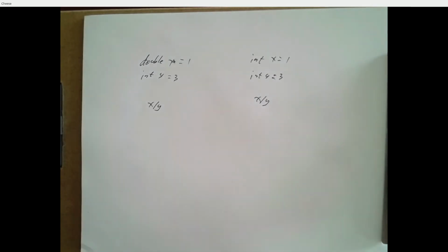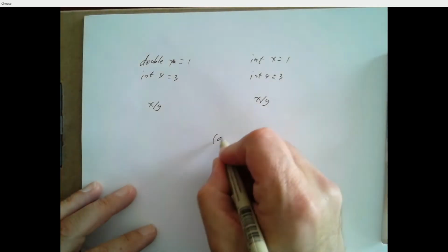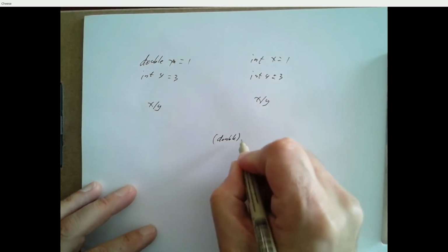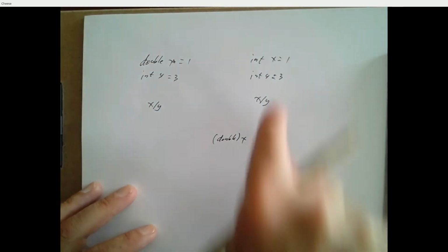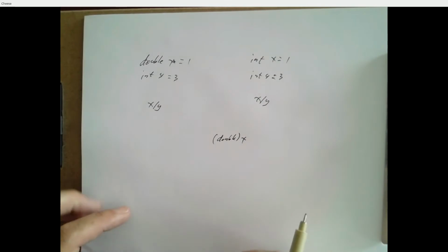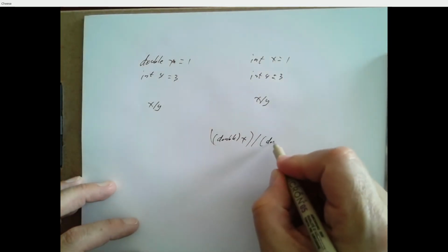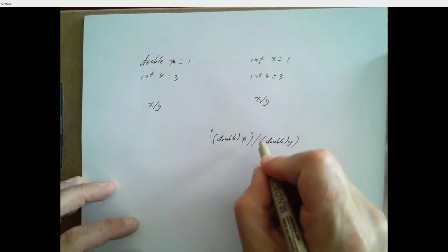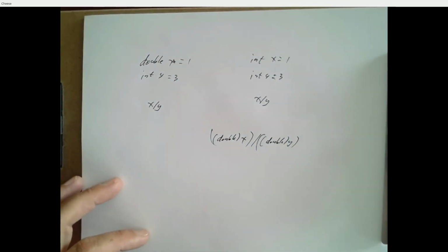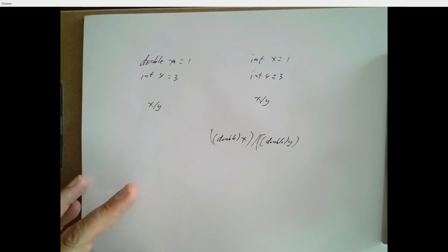So if you wanted to force this to do doubles, right, you could do something like double x. And even though x is an integer, it converts it into an equivalent double value. So you could do that. And if you wanted to be totally clear, you could divide by double y. And now that's certainly going to give you 1/3, 0.33333.